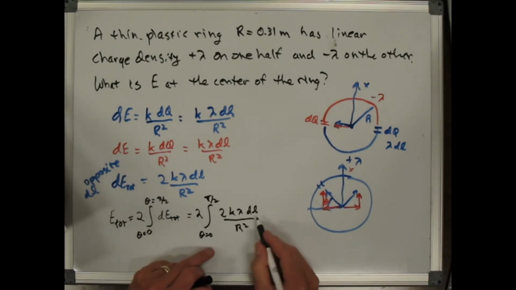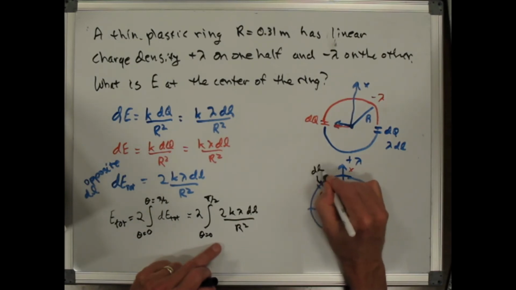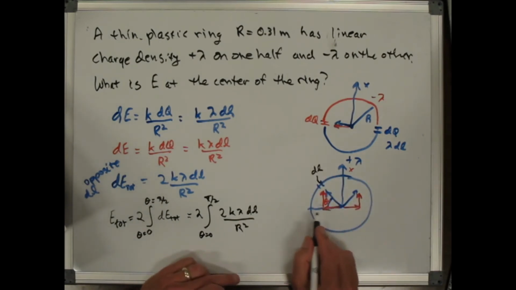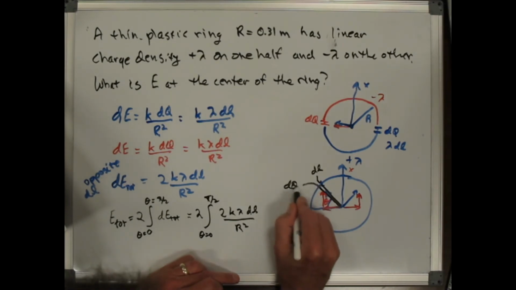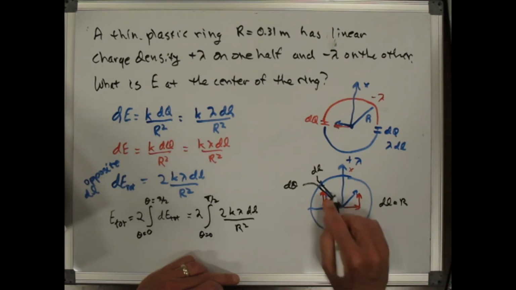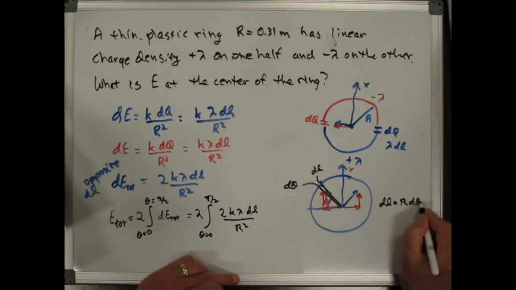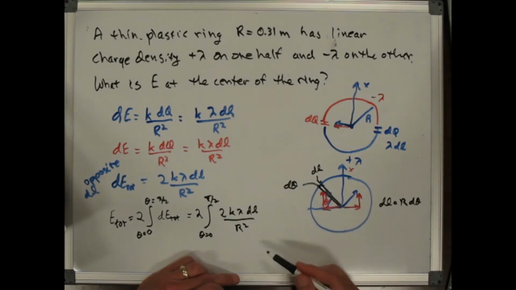When I'm integrating over theta, I have to be careful how I do this. This is my little piece dl. If I want to do an integral over theta, this piece here would represent my d theta, right? And dl is equal to r, which is the radius of my circle, times d theta. That's how you get this piece here. It's just r d theta.